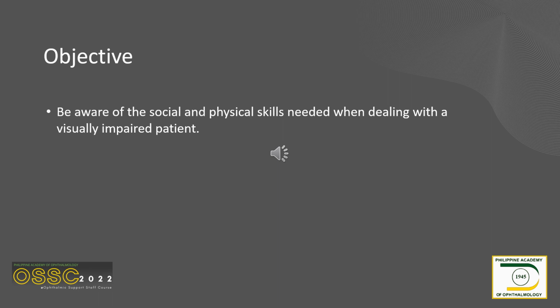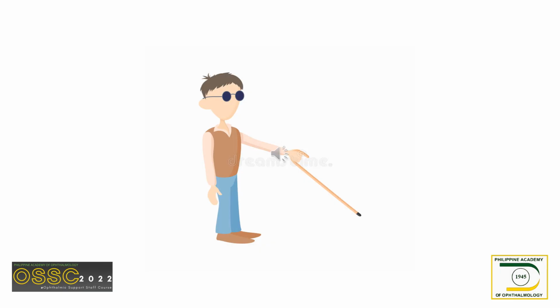The objective of this session is for you, the participants, to be aware of the social and physical skills needed when dealing with a patient with low vision. This image on your screen right now is a person who is using a mobility cane, which is a universally accepted symbol for blindness and low vision. In addition, this depicts a person who is determined to access different environments. And I hope that through this webinar, I'll be able to capacitate and empower you to embrace and adopt principles of accessibility and inclusion, particularly for your patients with visual impairment.